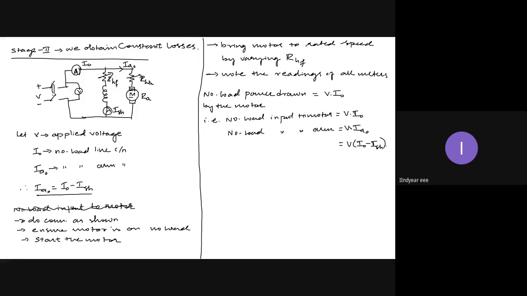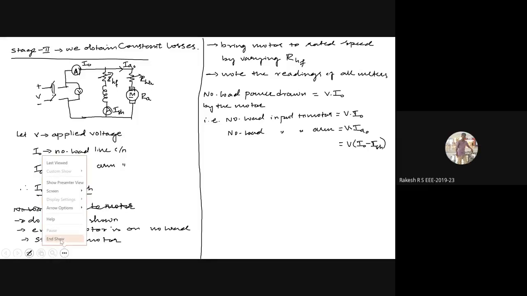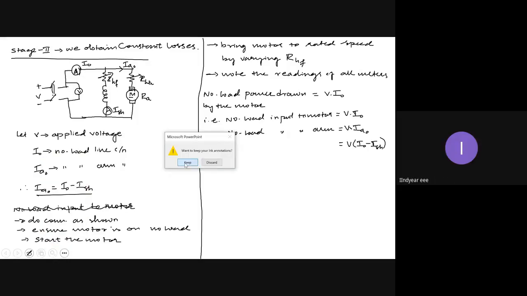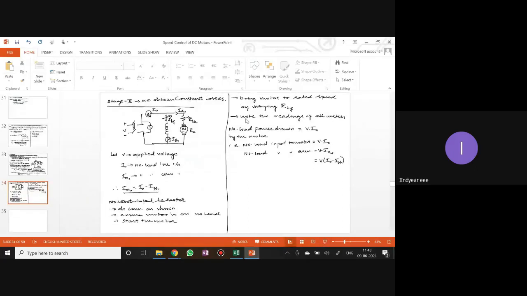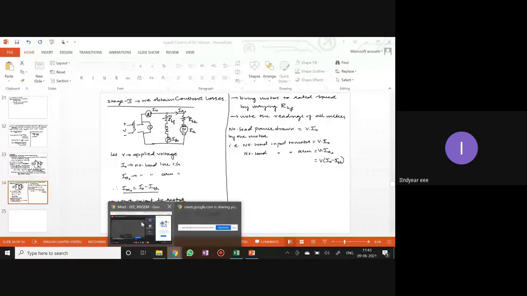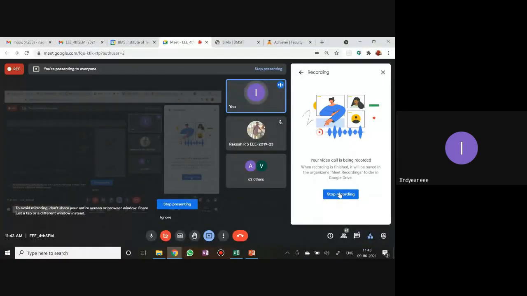So any doubts so far? Since the motor is running at no load, I have to consider the no load input. Any doubts? No, sir. Okay. Then today I will stop here because time is up. In the next class, we will see the further part of Swinburne's test: how to get the losses, what the different losses are, and how they lead to finding the efficiency.